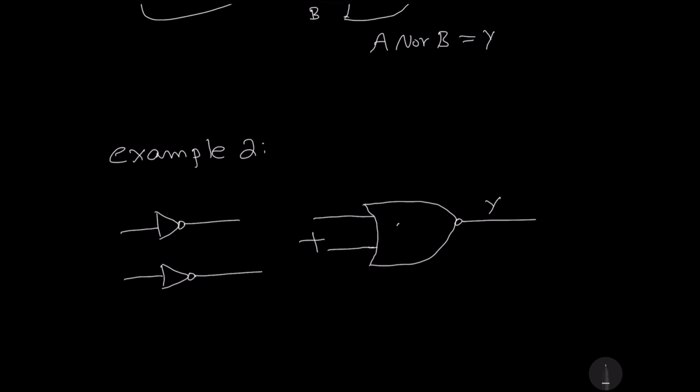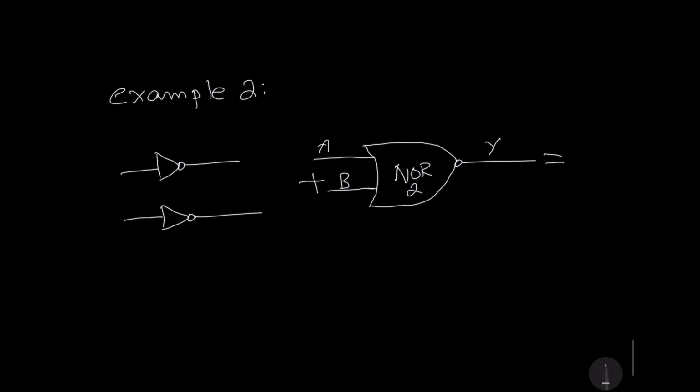That's a NOR 2 gate, or NOR 2 means there's a NOR logic gate with two inputs, input A, input B. So what will be our output in this case? Pause this video please and figure out how we can reverse engineer this thing.